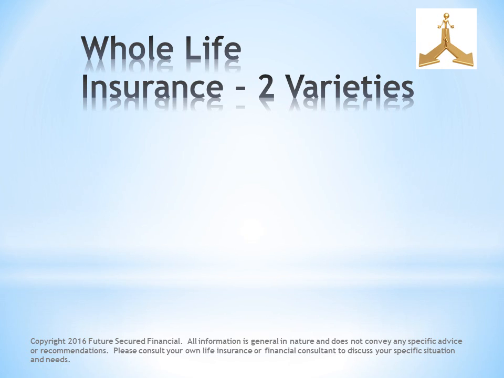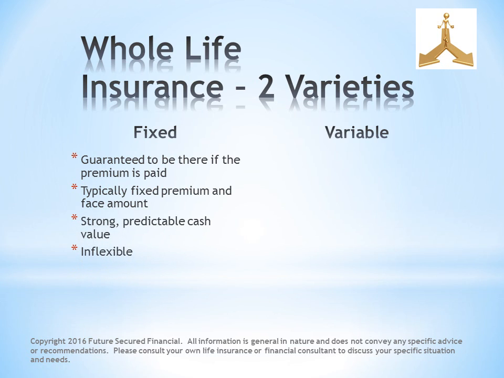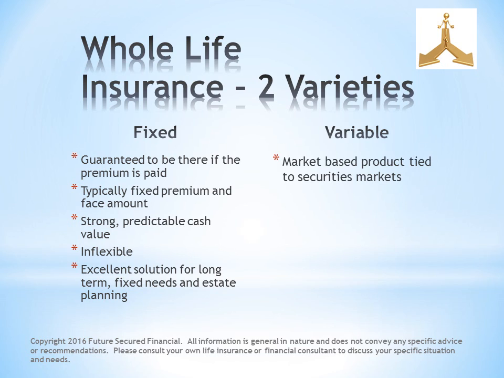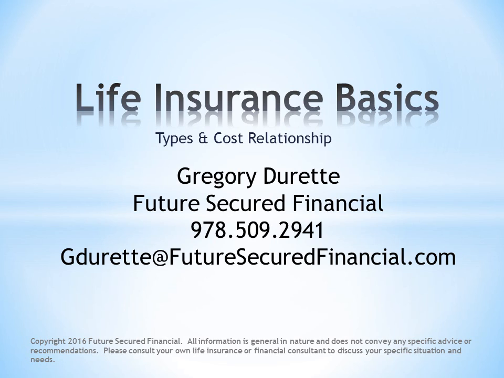And again, underwriting. So two varieties of these, fixed and variable. Guaranteed to be there on the fixed side, of course. You're going to have a fixed premium, fixed face amount, strong, predictable, and it's inflexible. Doesn't move around in most cases. So you're not going to be able to adjust things. Again, on the variable side, they're market-based. They require a broker. It's just risk everywhere you go. So these are your life insurance basics, and how the costs play into all of them.